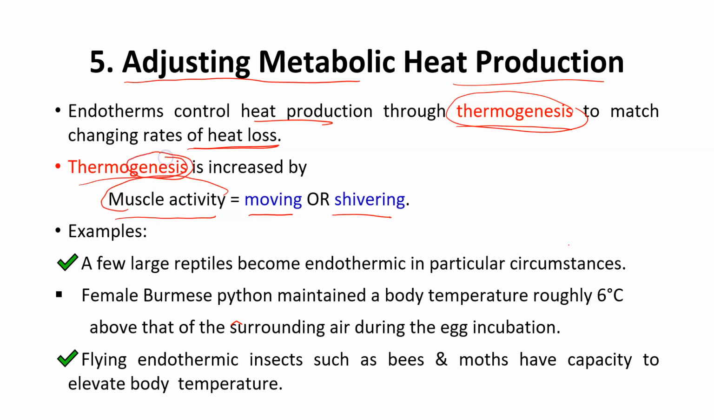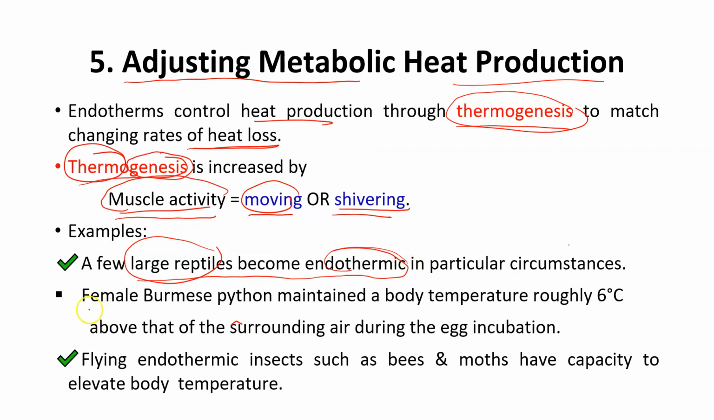Genesis apa? Menghasilkan kan, to produce heat. Macam tu kan. So macam mana nak produce heat? Through muscle activities such as moving or shivering. Okay, that is thermogenesis. So for example, a few large reptiles become endothermic. Kita tahu reptiles kan, ular contohnya, dia adalah ectotherm selalunya. Tapi dia boleh jadi endotherm in certain circumstances.